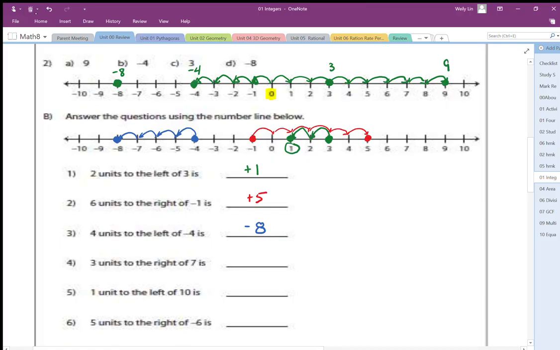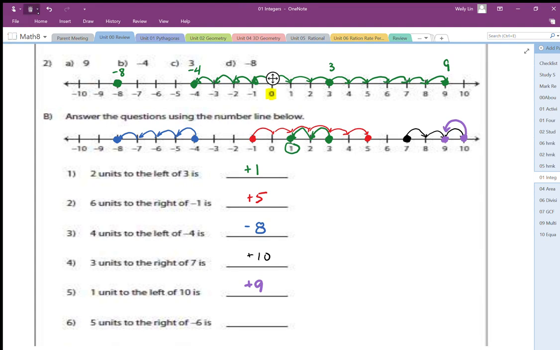So 3 units to the right of 7, right is positive. I'm starting at this location here of 7. I'm going to go 1, 2, 3 in the positive direction, or to the right, so we end up at +10. Next, 1 unit to the left of 10. If I start at 10 here and I go left, or negative, I'm going to be at +9. So that's 1 unit to the left.